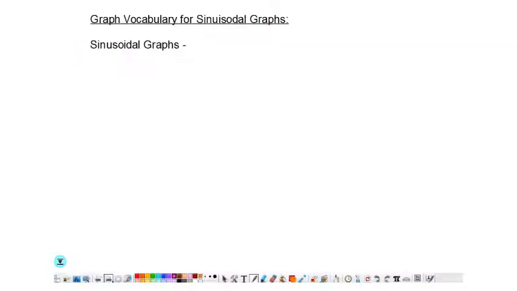Okay, so let's get into graphs. Sometimes you might hear the word sinusoidal. A sinusoidal graph is a curve that is smooth and periodic, which means it repeats. Basically, it's a fancy word to refer to sine, cosine, and tangent graphs. So it's graphs of nice waves that are smooth and repeat.